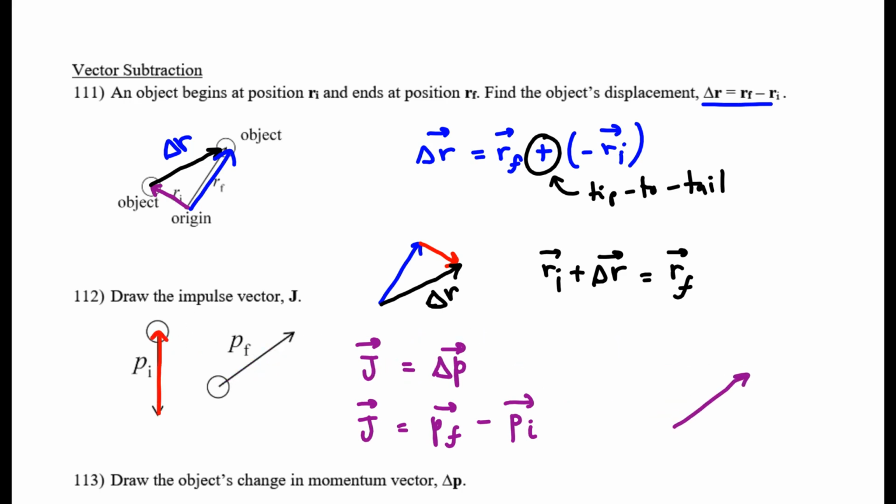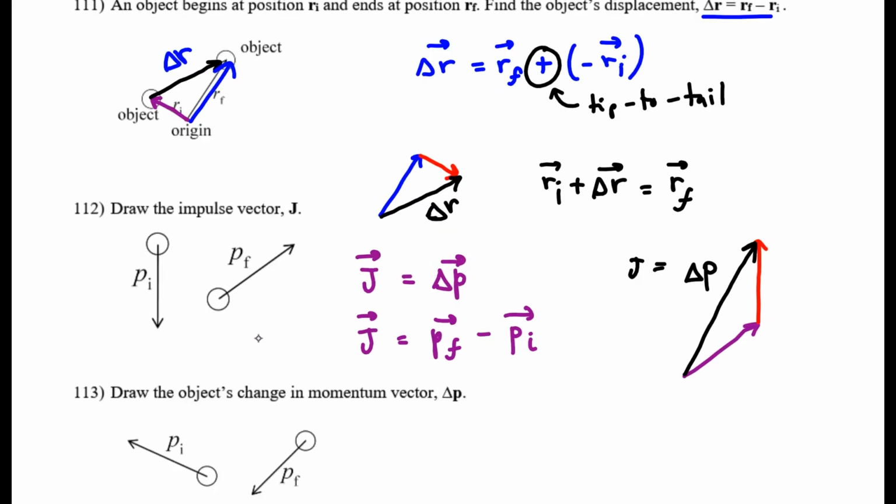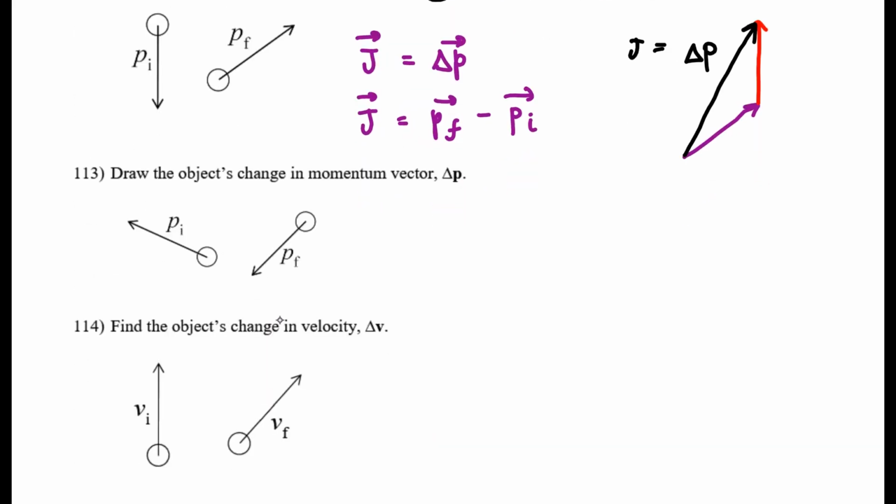Then I take those vectors, I add them tip to tail, like this. And I draw the resultant, which is tail to tail and tip to tip. There's delta p, which is the exact same as j, the impulse vector. That's how we do these problems. We'll do a few, pause the video, try them on your own, and then we'll do a few more here.